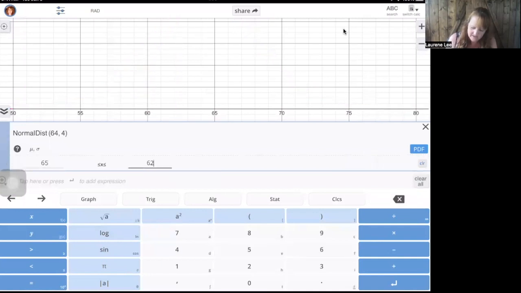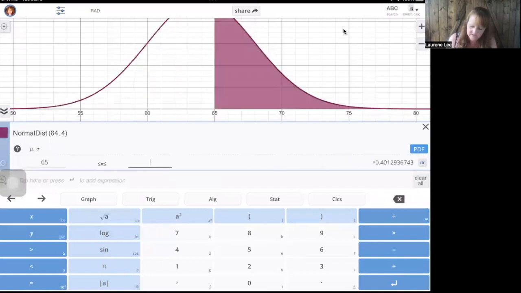So I'm going to say 65. And on ClassCalc, if you just leave this empty, do you see that? It's kind of gray, light gray right there. That's an infinity symbol. And look at your picture. It looks like what we drew. So it's 65 all the way up. And your percentage is 0.40.